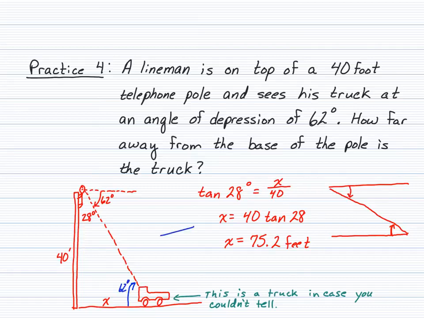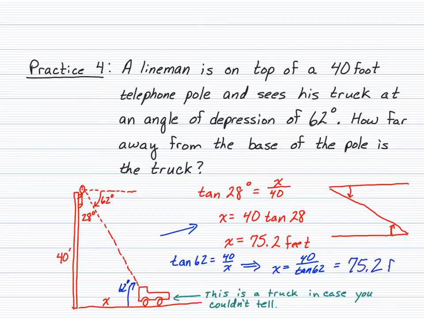So this method here is not the only way we could have set up this problem. We could have also set up the problem as tangent of 62 degrees equals 40 over x, which would give us x is equal to 40 divided by tangent of 62 degrees. That also will give you 75.2 feet. So it's just an alternate way of being able to find the same answer.